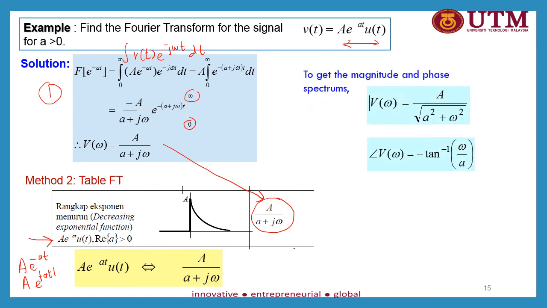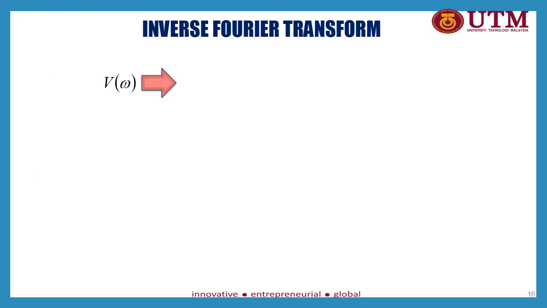Okay, so to get the magnitude and phase spectrum, you need to convert this rectangular function into polar form. Lastly, when you have a signal spectrum, how do you get back your v(t)? You need to perform the inverse Fourier transform. Again, two methods are available. The first one is integration, and the second one is by using the Fourier transform pairs or table.